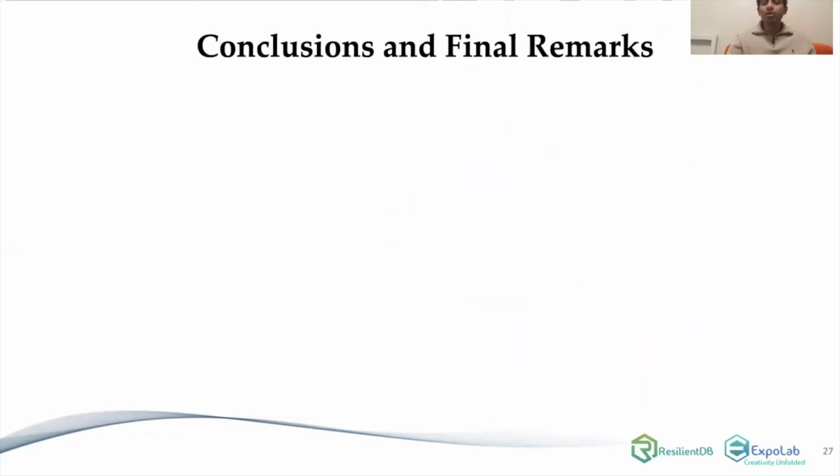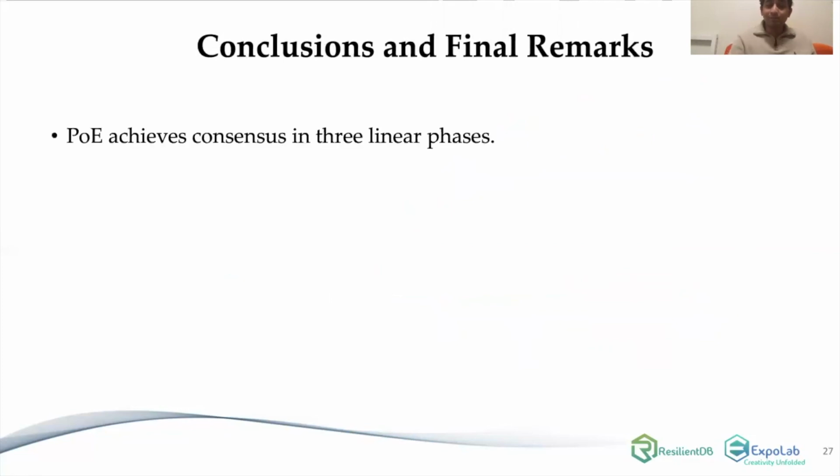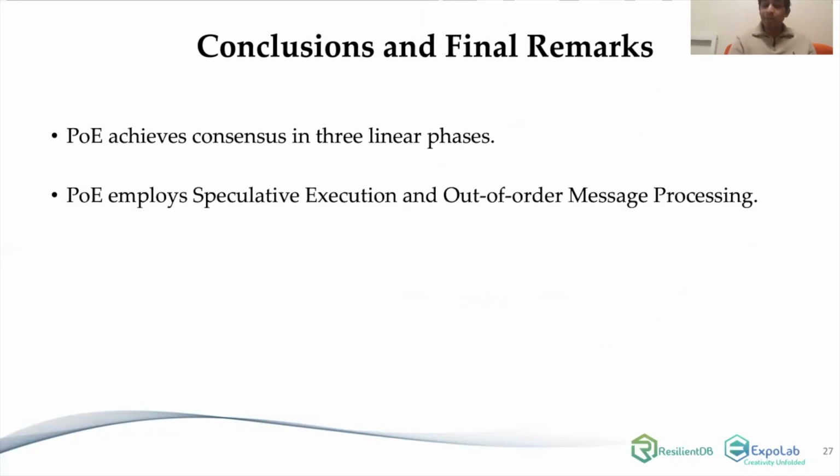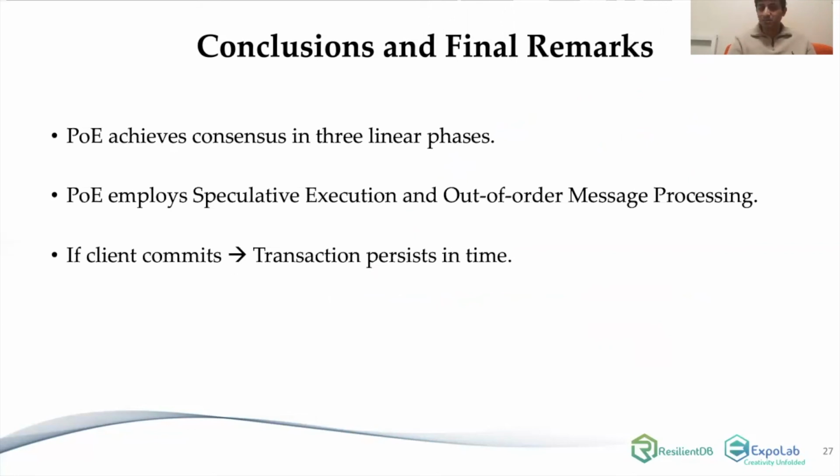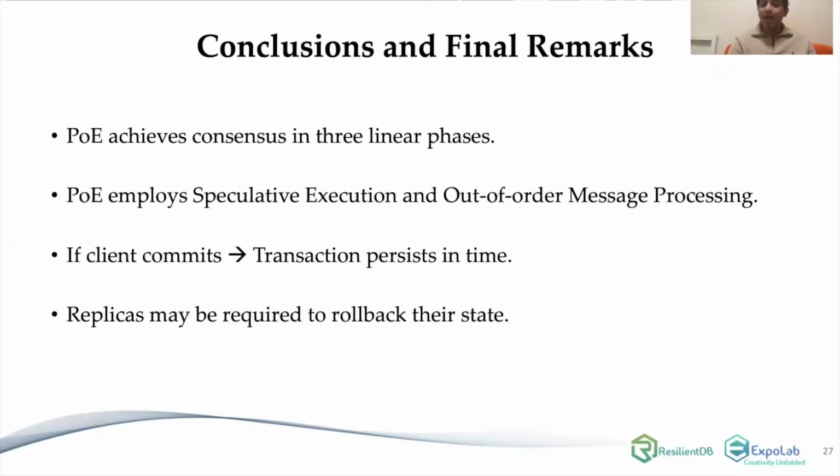So, to conclude about PoE, well, PoE is a consensus protocol which achieves Byzantine fault-tolerant consensus in three linear phases. PoE employs speculative execution and out-of-order message processing to achieve higher performance. PoE guarantees that if a client commits a transaction, then that transaction will persist with time. And it is possible that a replica might see a fraudulent transaction and it may be required to roll back its state.